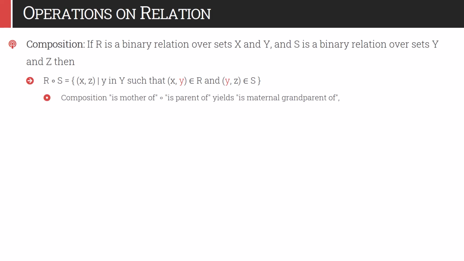For example, the composition of "is mother of" and "is parent of" yields "maternal grandparent of". Right? Because we are taking the composition, suppose Maria is mother of Alex and Alex is a parent of Bob, then we can say that Maria is maternal grandparent of Bob. For example, the composition of "is father of" and "is mother of" yields "grandmother of".